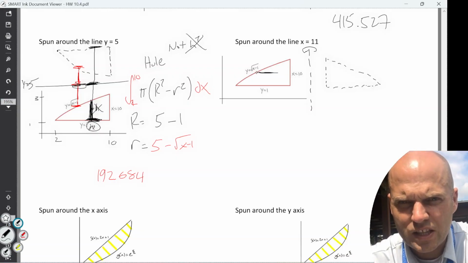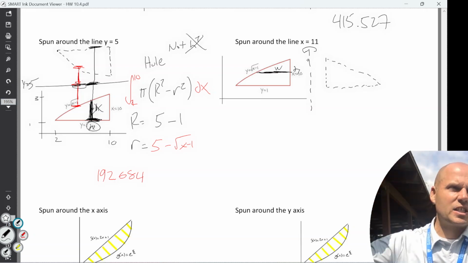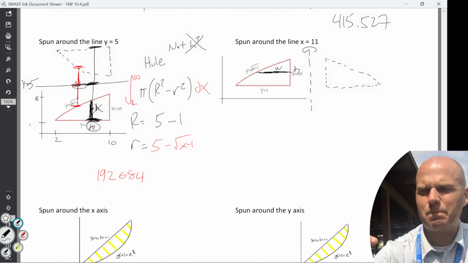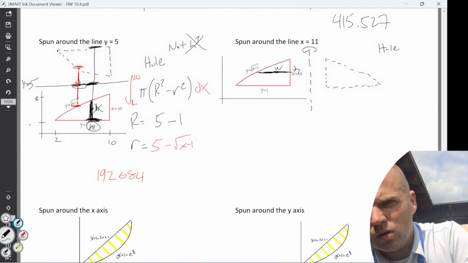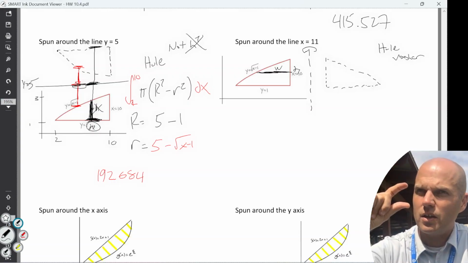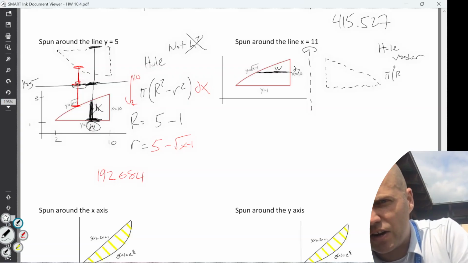We see that we would use this rectangle that has a width and a height. But when I spin it, it's not a proper cylinder. It's a cylinder with a hole. We have a hole. We have a washer. We have a cylinder with a space in the middle whose volume is outer radius squared minus inner radius squared, times pi.